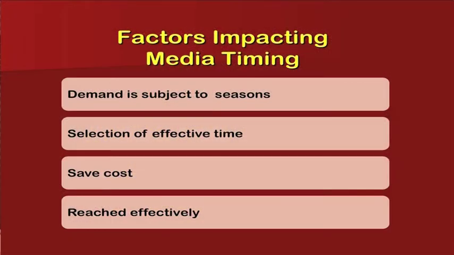Now, the factors impacting the media timing: basically, demand is subject to seasons. Selection of effective time is important to save the cost, and the ads need to be reached effectively. Now, why do we need to schedule? Because there are some products which are very seasonal, and if you advertise them throughout the year, it is of no use, because you cannot use summer clothes in winter or winter products in summer.